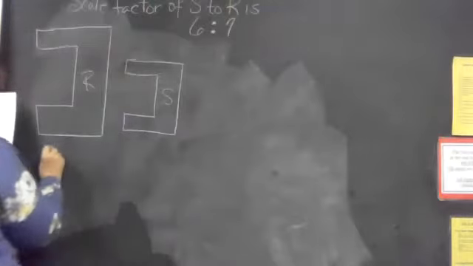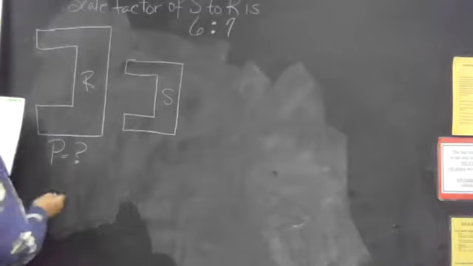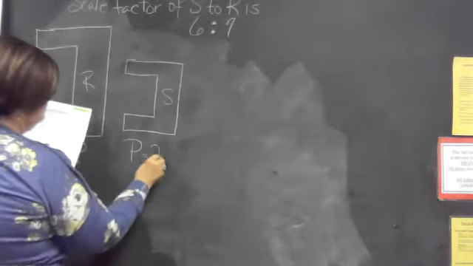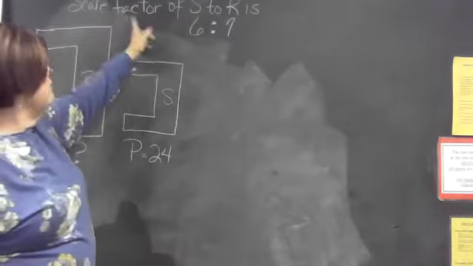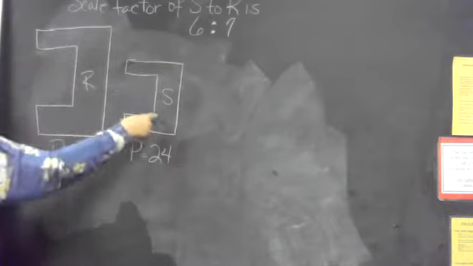Now down here at the bottom, what they give us is P for perimeter. They don't know this one. That's what we're going to find is X. The perimeter of this one is 24. So we don't even need to know the sides. We know that they are in a ratio or a scale factor of 6 to 7. S to R, 6 to 7. You see, this is the bigger one, smaller one, 6 to 7, S to R.